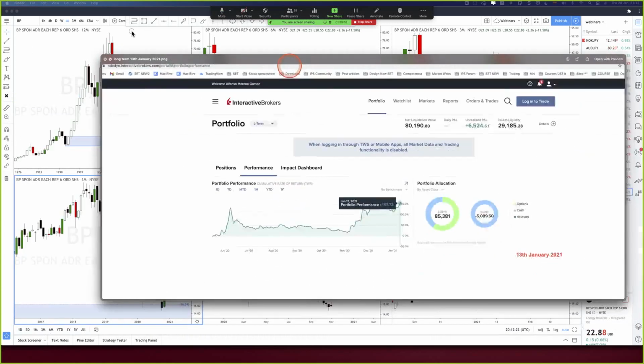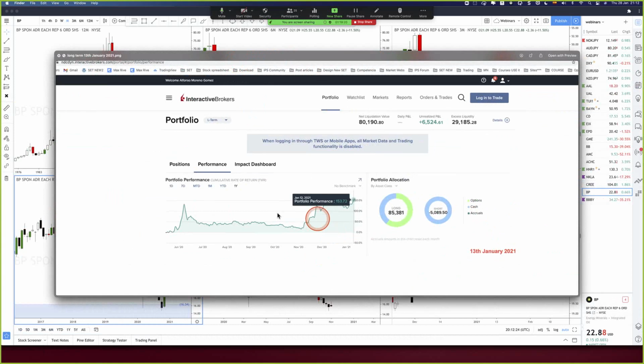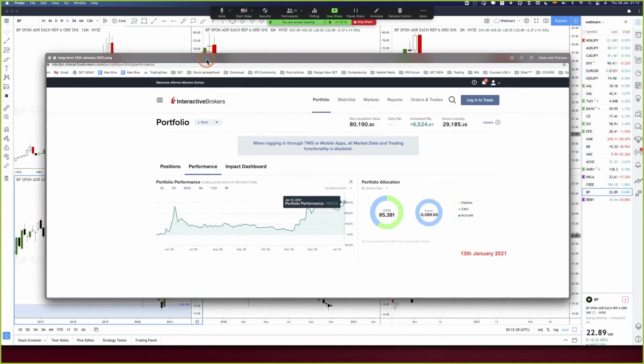Okay, this is a screenshot of my performance since June last year, when I started this account. At the beginning of January 12th, I took a screenshot. It was like 150% profit on that type of account. The liquidation value, my account, is $80,000 worth, more or less. Now it should be like 82, 84 the last week.